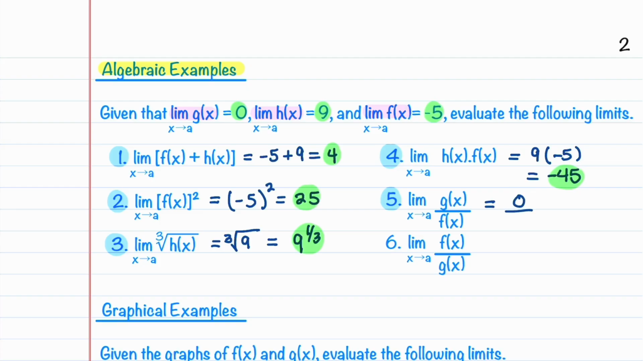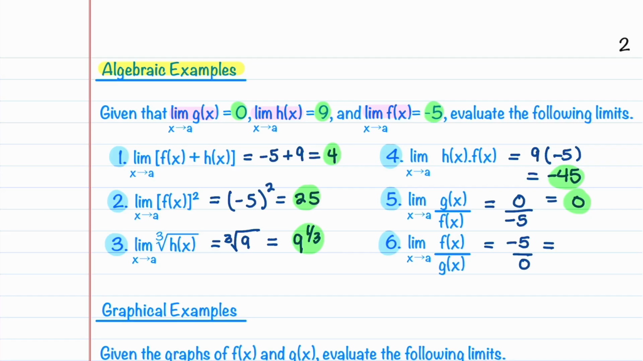And then in the denominator, we have the limit of f of x, and that's -5, so we get an answer of 0. Let's now look at the last one. For this one, we are also going to use the quotient law, and it's just like number 5, except we're just going to switch the numerator and the denominator. So this one is -5 over 0.